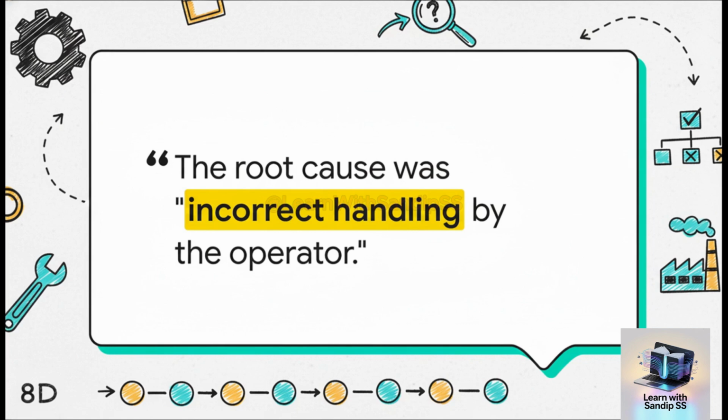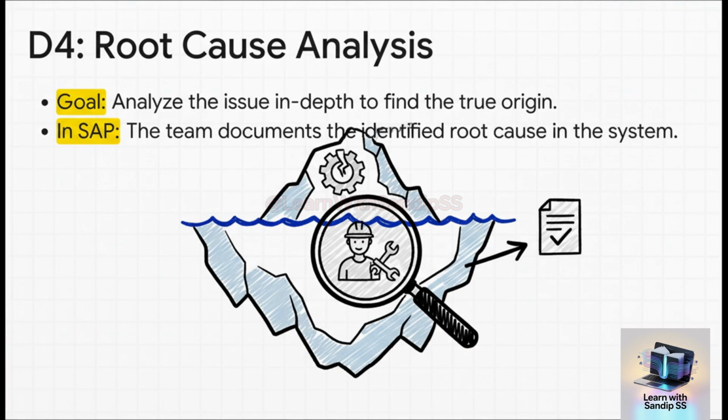And that discovery leads us right into the most crucial part of this whole phase, which is D4, root cause analysis. This isn't just a conversation. It's formally documented right there in the 8D issue in SAP. And this step is the absolute turning point. Why? Because every single action we take from this point forward is aimed at solving this specific root cause, not just the surface level problem.